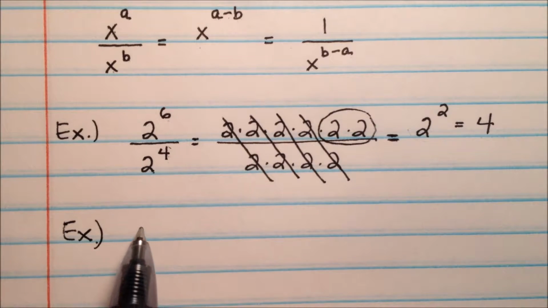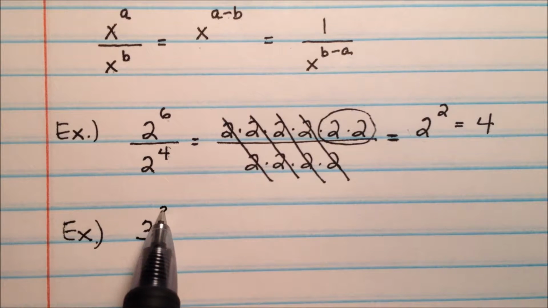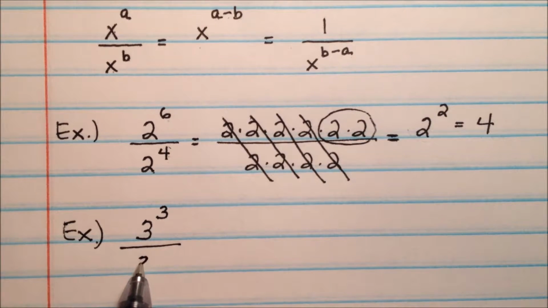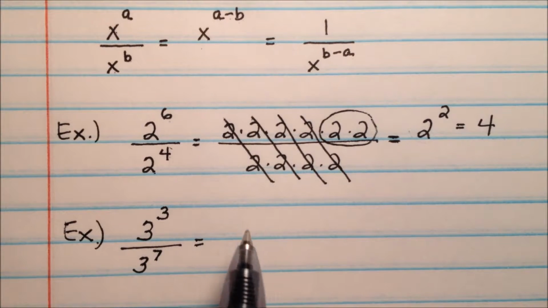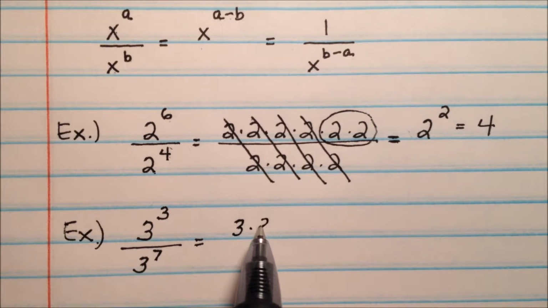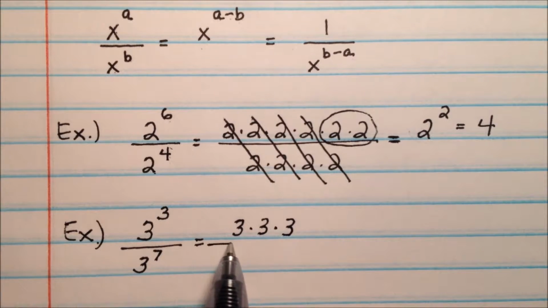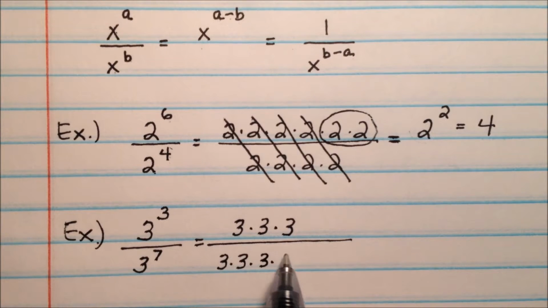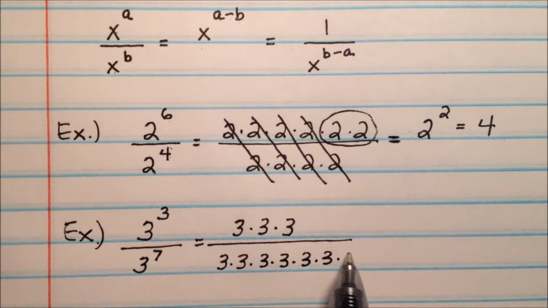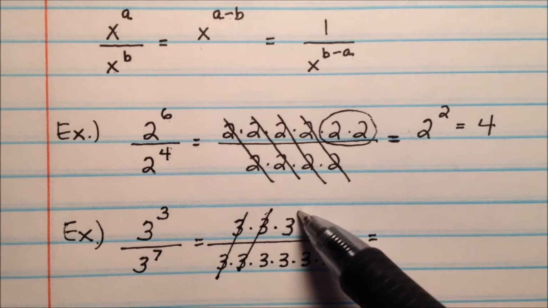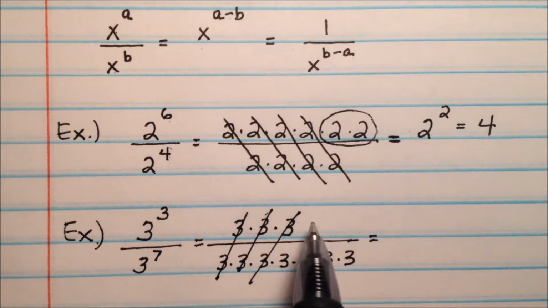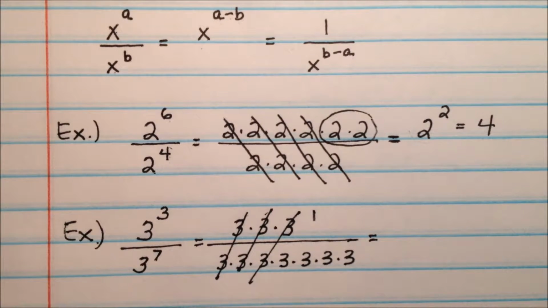If we look at another example, let's use 3's this time. 3 cubed on top and 3 to the 7th on bottom. In expanded form, this will be 3 times 3 times 3 on the top, and the denominator will have 7 3's: 1, 2, 3, 4, 5, 6, 7. Those 3's will cancel, those 3's will cancel, those 3's will cancel, and that all cancels, leaving me with a 1 on top.